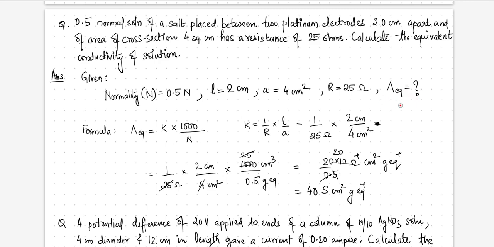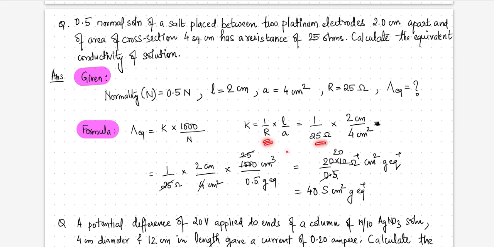So we have written the given facts. Now we will try to find the formula to calculate lambda EQ. You know lambda EQ is equal to K times 1000 upon normality. Now K is not known, but normality is known, so we have to find the value of K. You know K is related to resistance using this particular expression: K is equal to 1 upon R into L upon A.